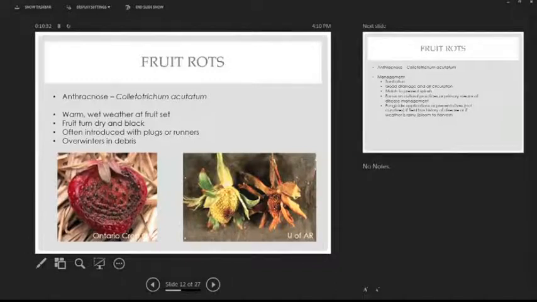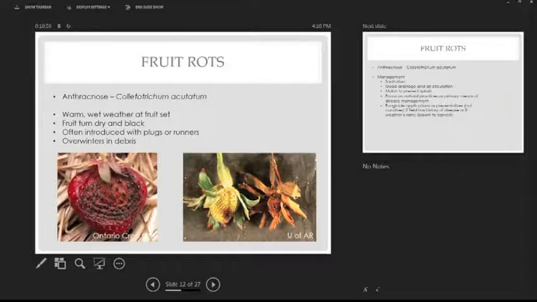The photo on the left is an image of a strawberry that was infected later in the maturation process, whereas on the right, those are fruit that were infected very early, either right at petal fall or very early. So those have not matured, whereas the one on the left was infected later. And that's usually what our growers are used to seeing.